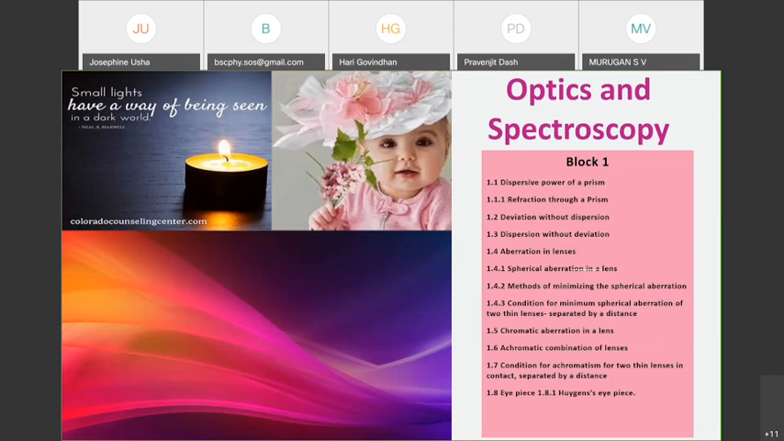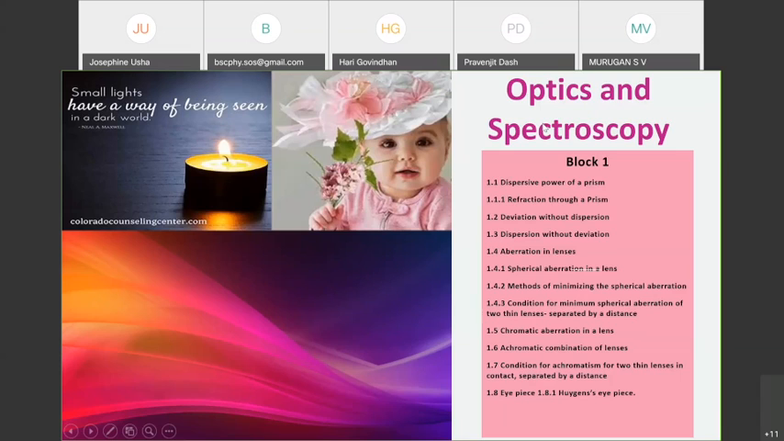So optics means something related to light, as you all know, right? Before I start, I'll just give one small note. Light is always related to supernatural power, or God, sometimes we use that name. So let us enlighten ourselves with the light of God.